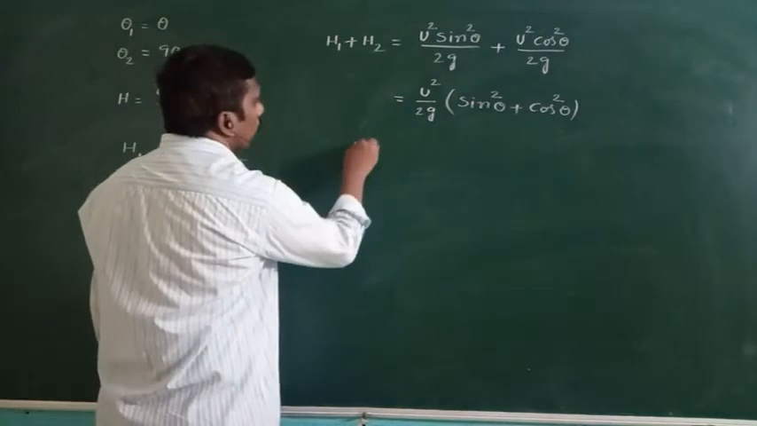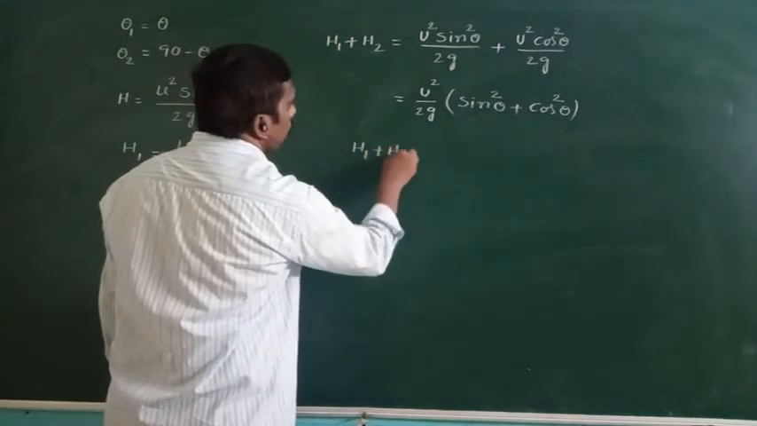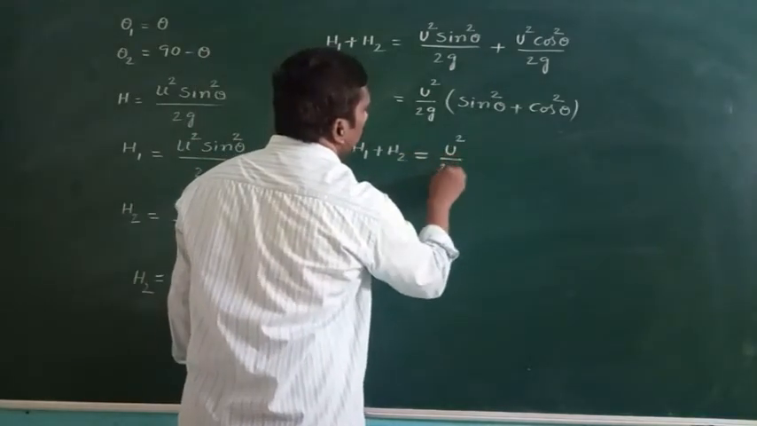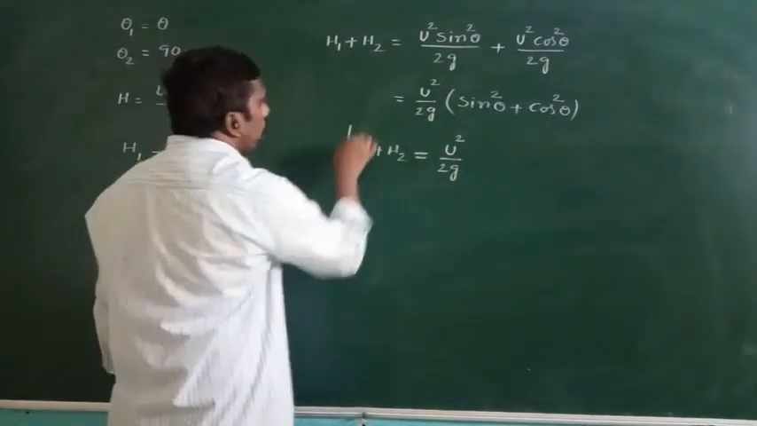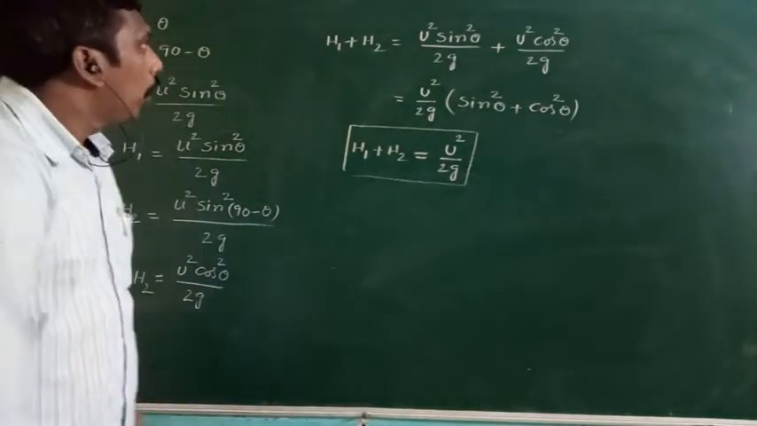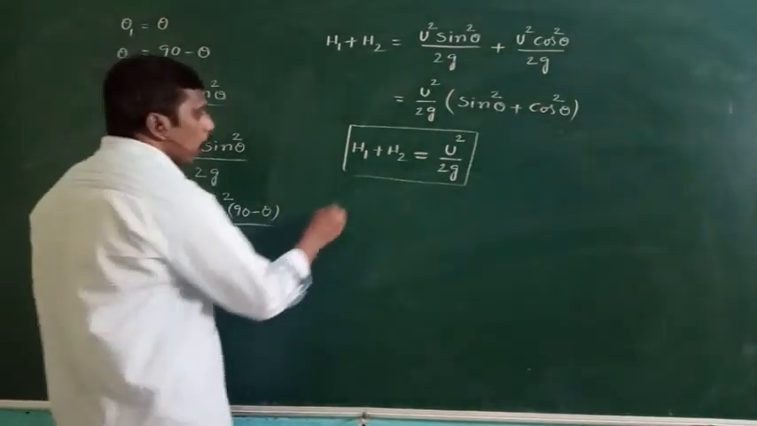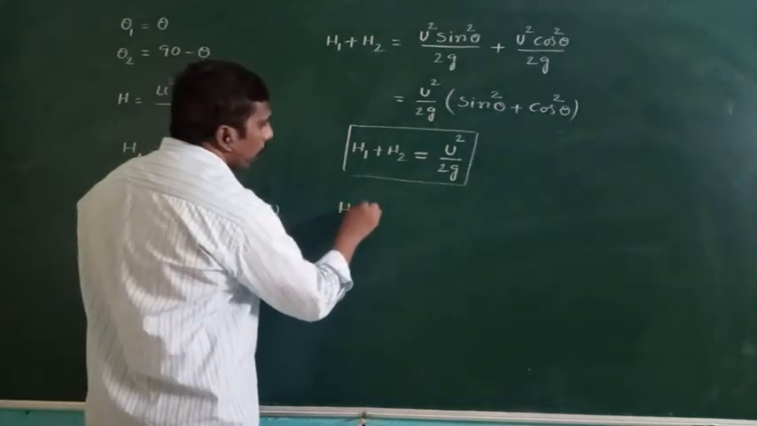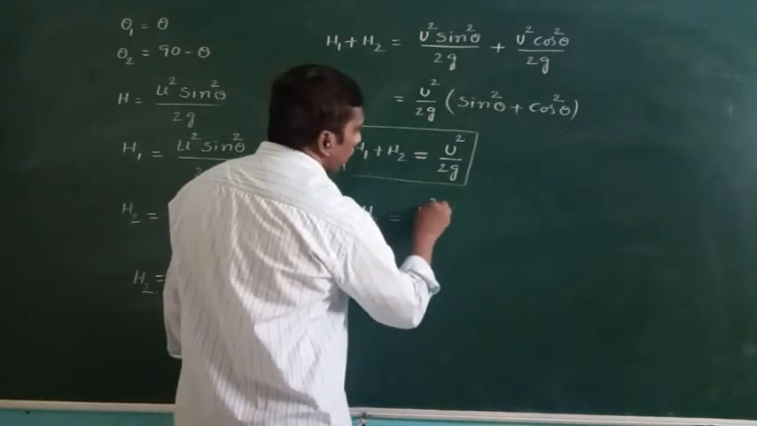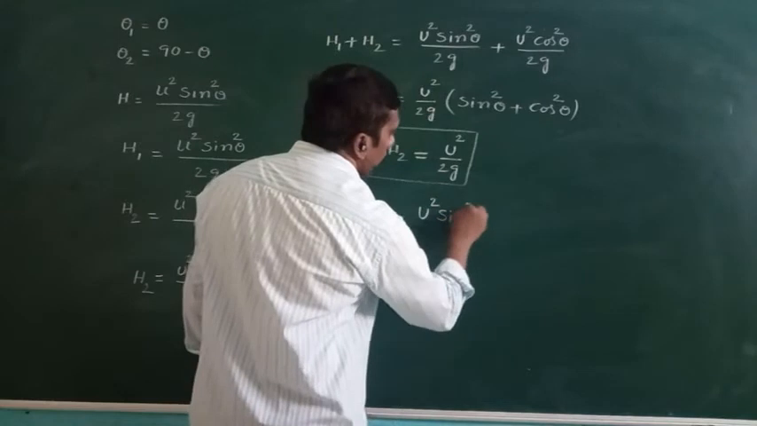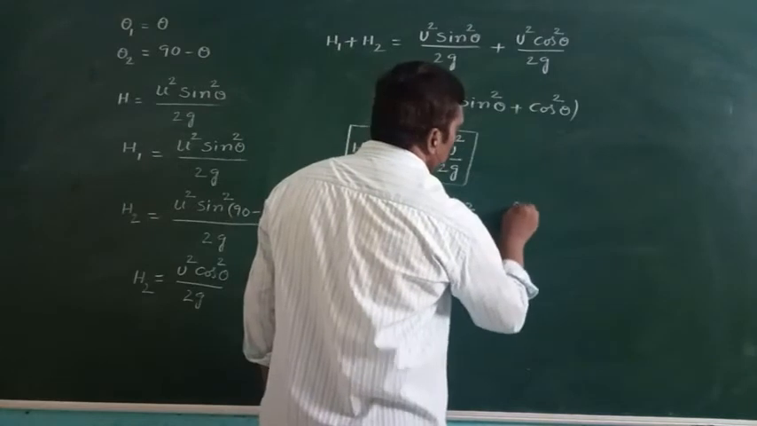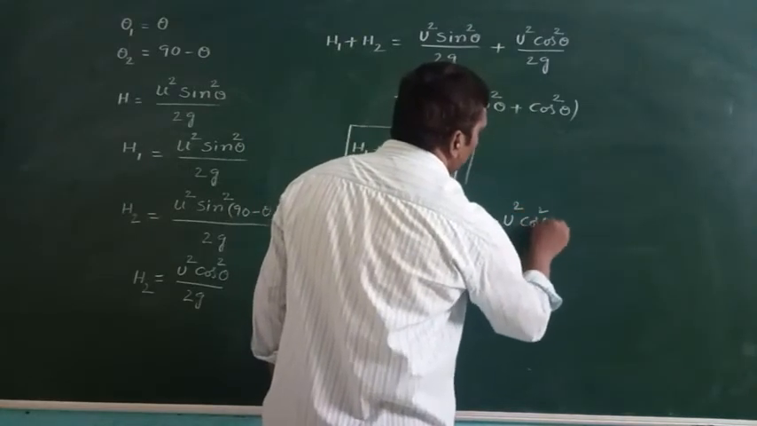So from this we can write H1 plus H2 is equal to u square by 2g. Okay, this is one relation between two maximum heights. And next, if you multiply two maximum heights, then you get H1 into H2, where H1 is equal to u square sin square theta by 2g and H2 is equal to u square cos square theta by 2g.